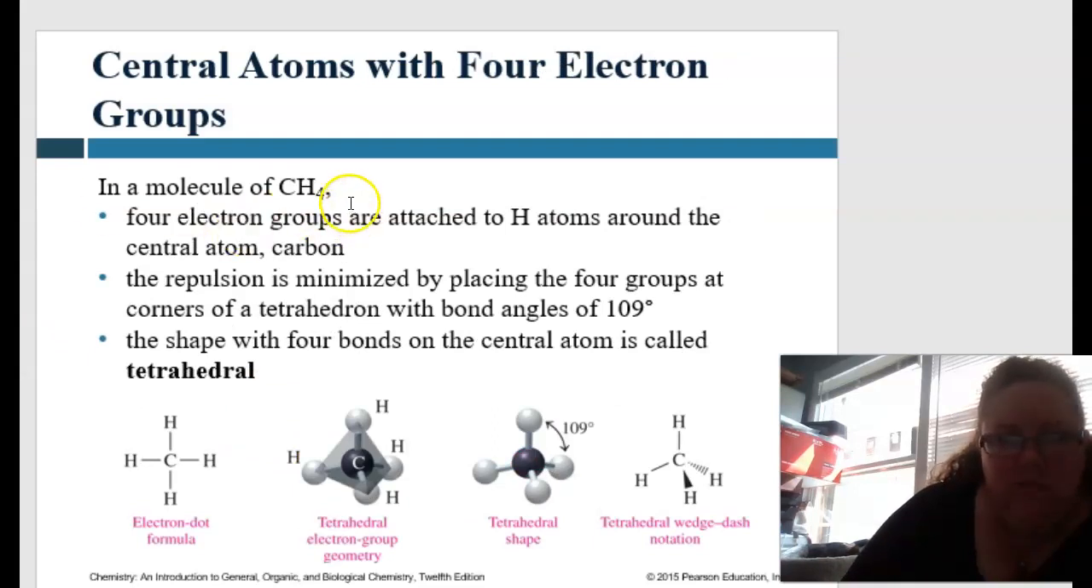Now moving on to 4 electron groups. In a molecule of CH4, the 4 electron groups are attached to the hydrogen atoms around the central atom, which happens to be a carbon. Okay, the repulsion is minimized by placing the 4 groups at the corners of the tetrahedron with the bond angles of 109 degrees. The shape with the 4 bonds on the central atom is called tetrahedral. And then again, you can see the different ways that it can be drawn.